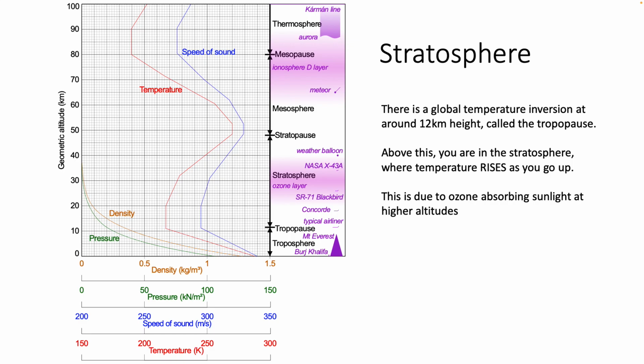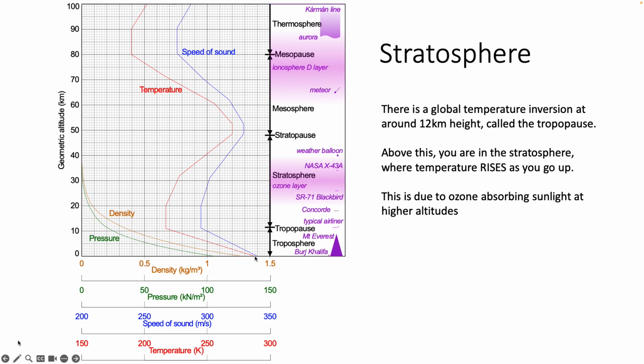Okay, now that we understand convection, let's see how that is responsible for the pollution from volcanoes staying in the air. Now what we've got in this graph here is a graph of the pressure, density, temperature and speed of sound as a function of height in the Earth's atmosphere. The one we care about is temperature.